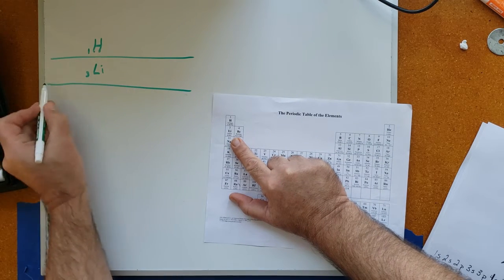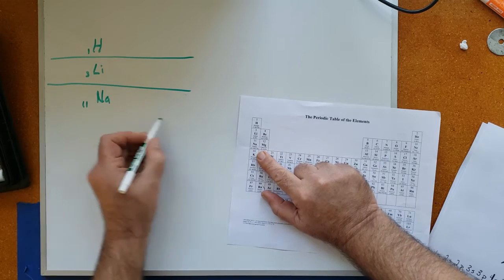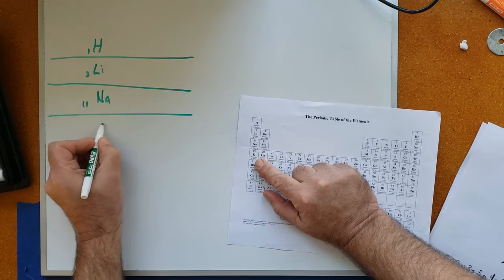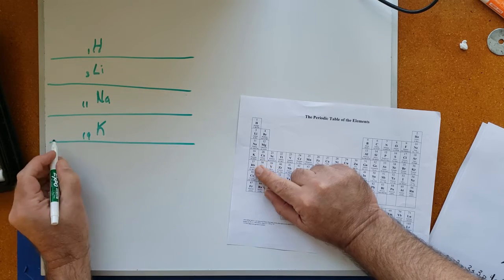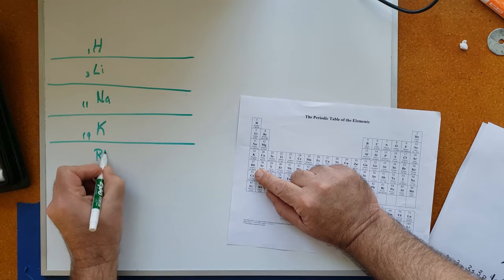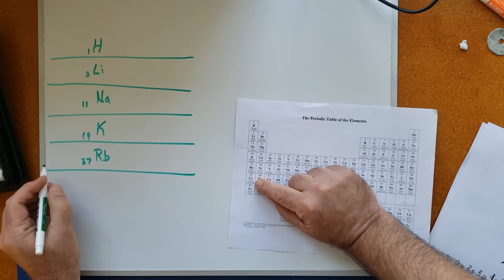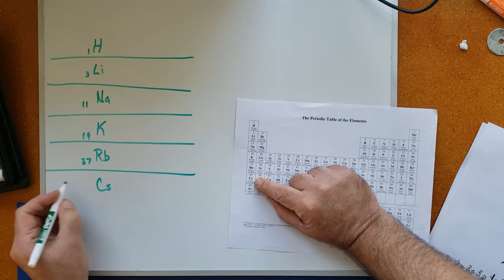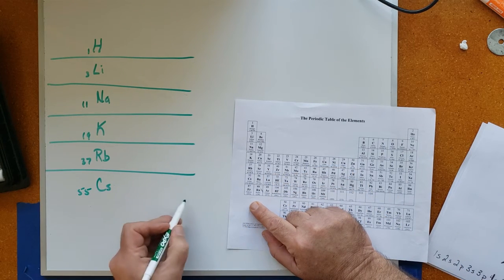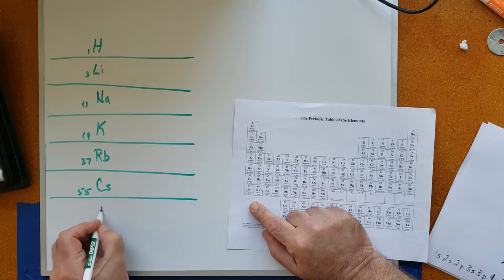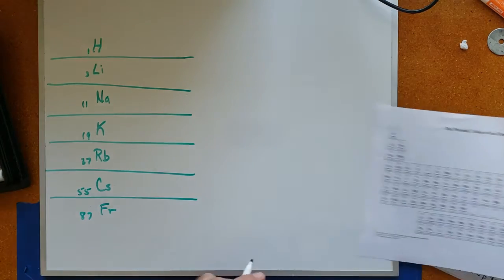I'll put there. Sodium below that with atomic number 11. And then potassium below that, atomic number of 19. Rubidium with atomic number of 37. And below that, cesium with an atomic number of 55. And we might as well go ahead and do the last one, francium, with an atomic number 87.